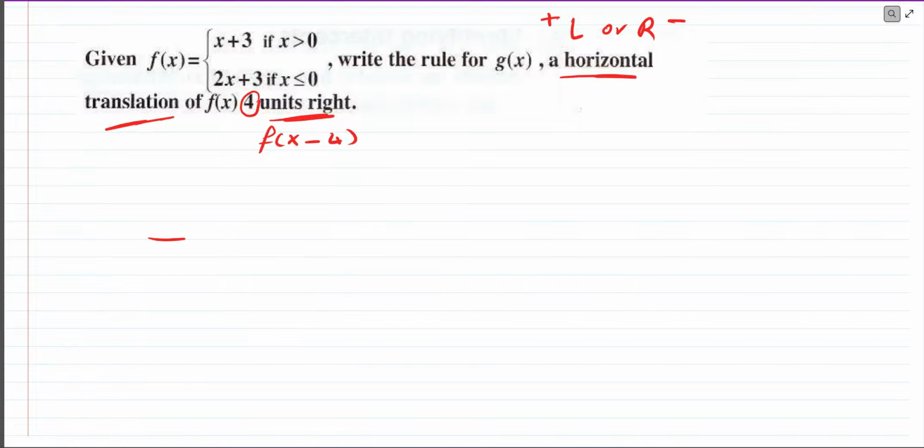So what will happen to this function, dear students? We will say f of x minus 4 equals, in place of each x that you see here, let me mark for you, all of these x's you must replace by x minus 4.